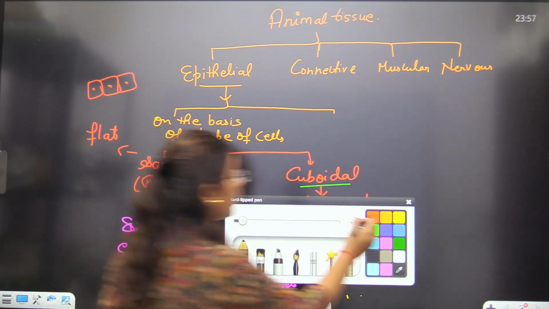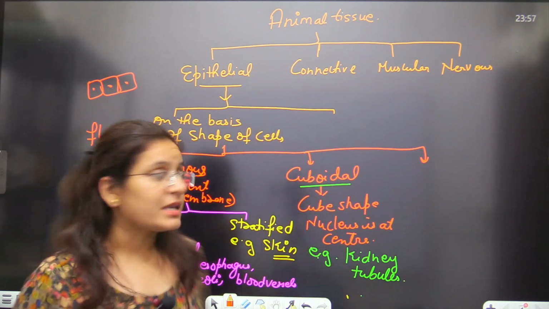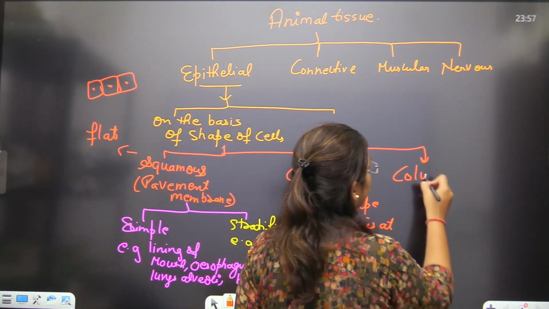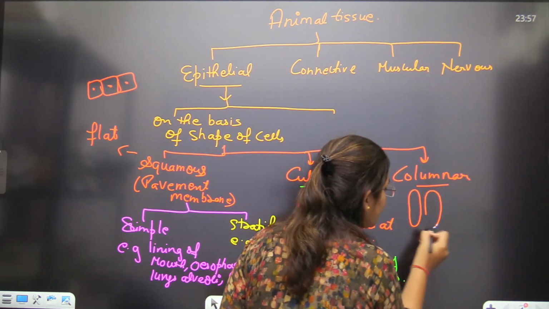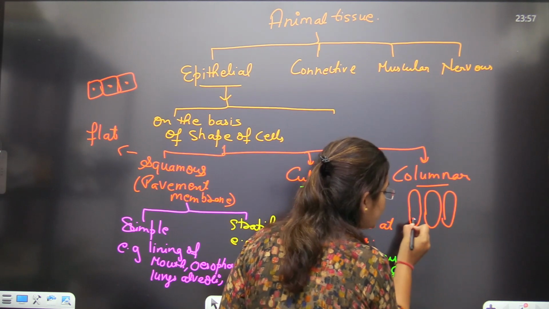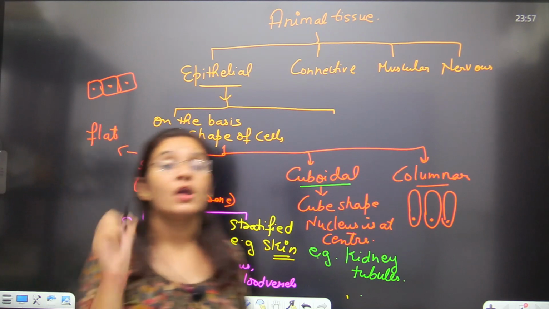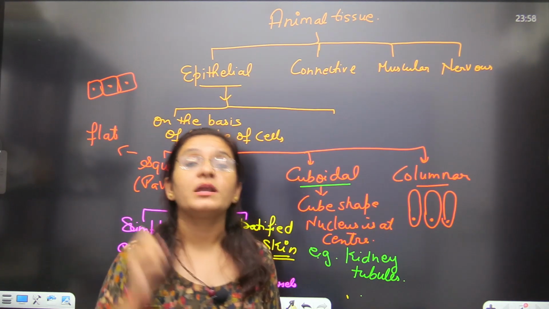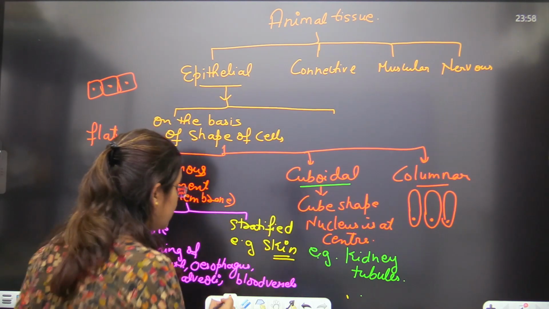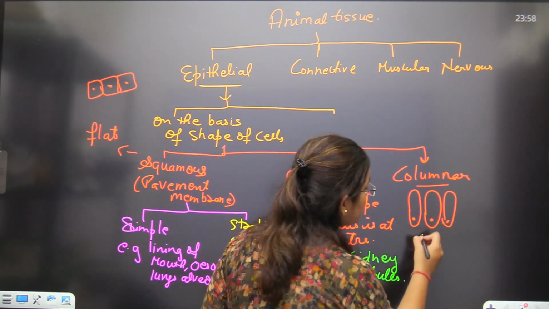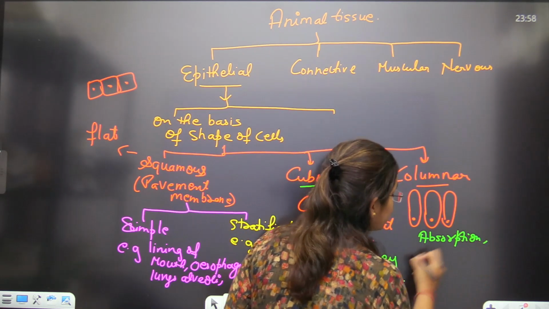Now the third type of epithelial tissue on the basis of shape of the cell is columnar. It is columnar epithelium, pillar like cells. Here the pillar like cells are there and the nucleus is at the base, not at the center. In columnar epithelium the nucleus is at the base, not in the center. Columnar, pillar like cells. And the major function of this columnar epithelium, what is it? Absorption, secretion.